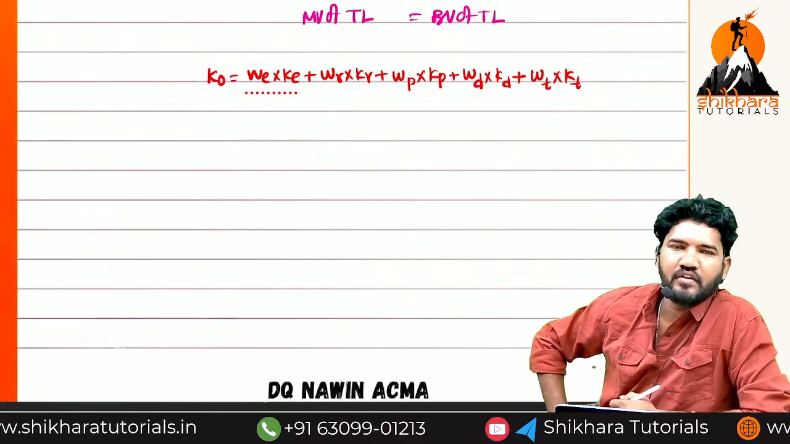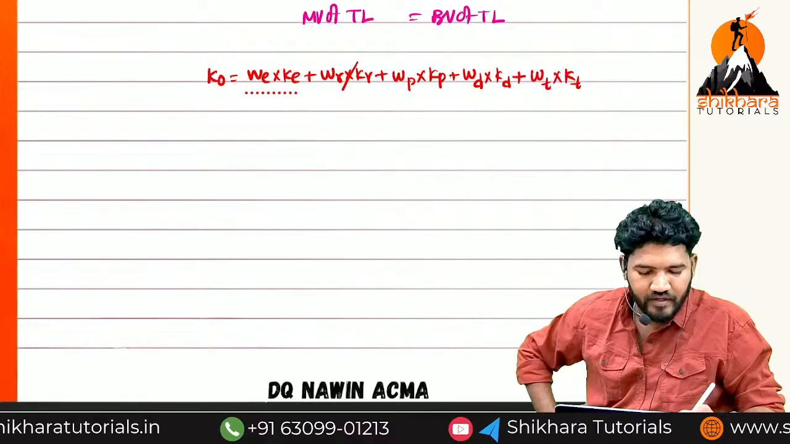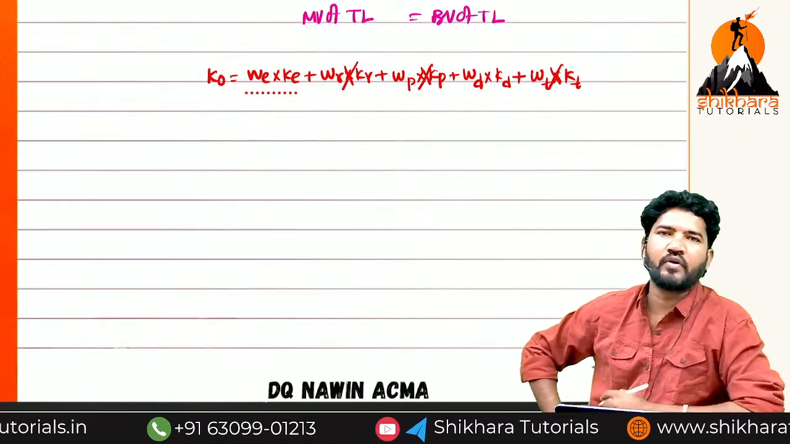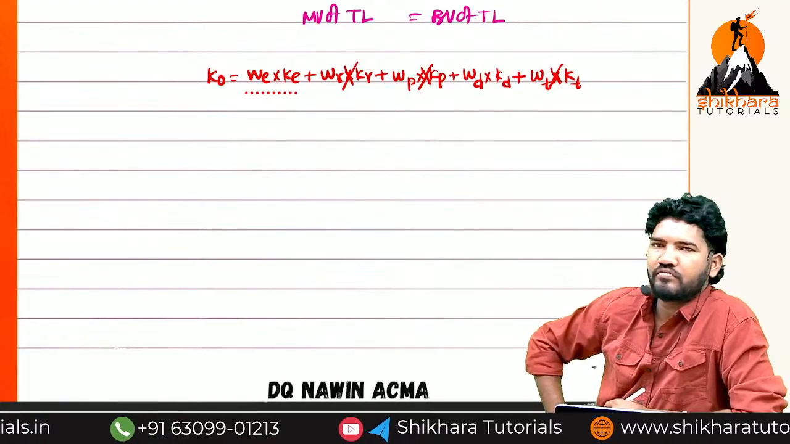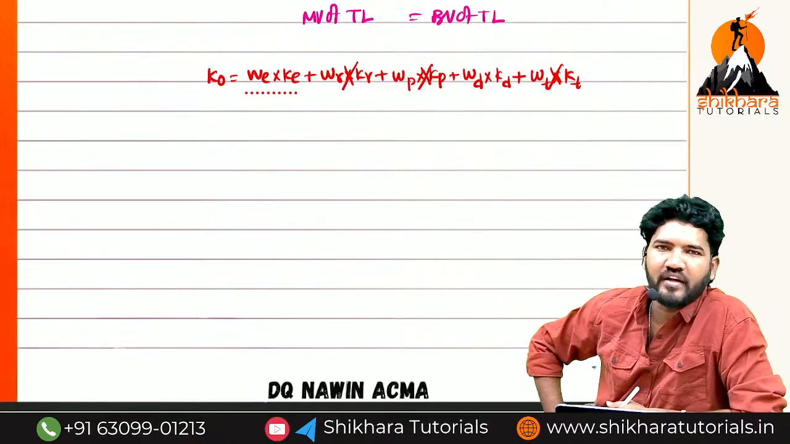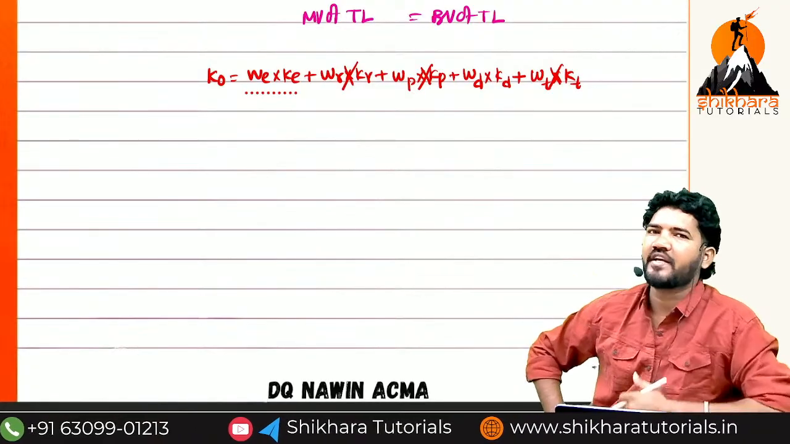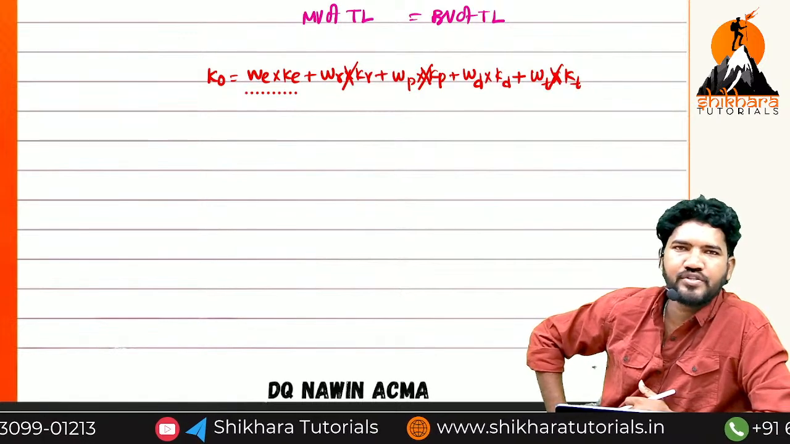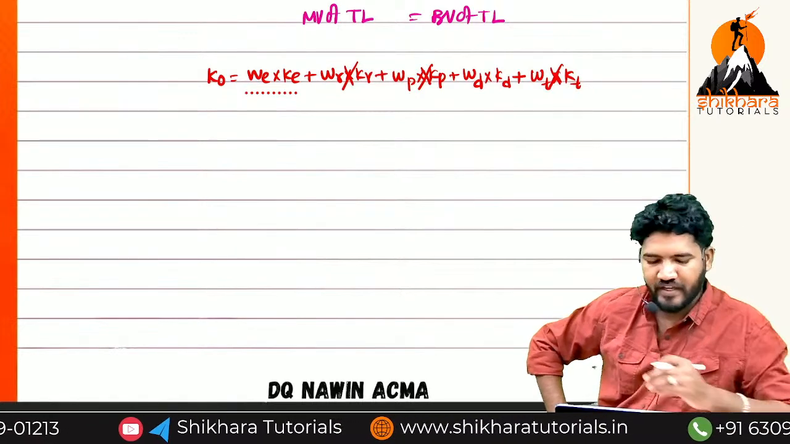Sir, clear, sir? Sir, they have not provided retained earnings, they have not provided preference shares, they have not provided term loan. Now what is KO, sir? So product of equity plus product of debt only. That is the concept we are applying, sir. Any complications here? Any doubts? Clear? Okay, then fine.